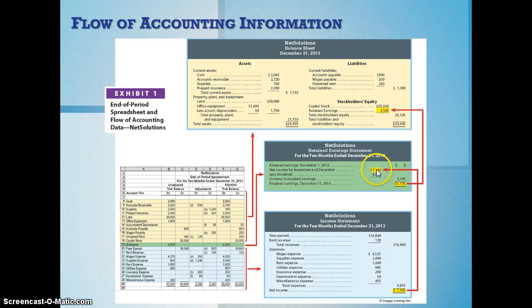So then we add net income and subtract our dividends, and we end up with our ending retained earnings balance, which is then used again in our balance sheet. And that information for the balance sheet comes right off our adjusted trial balance.